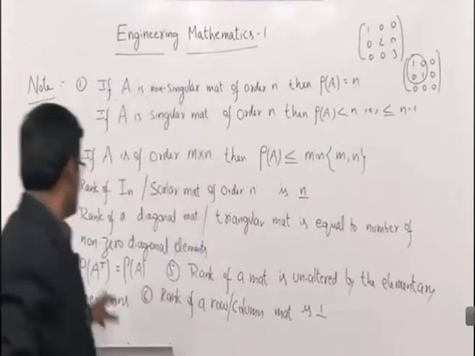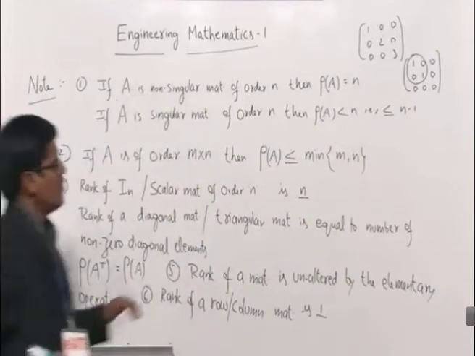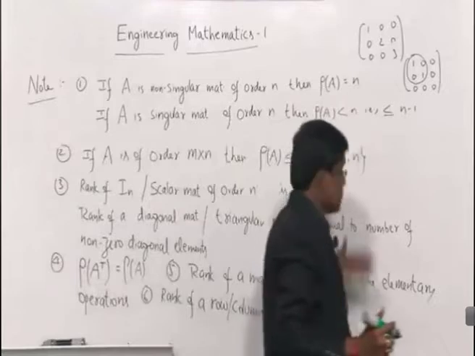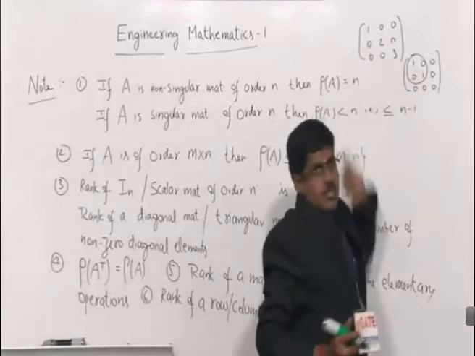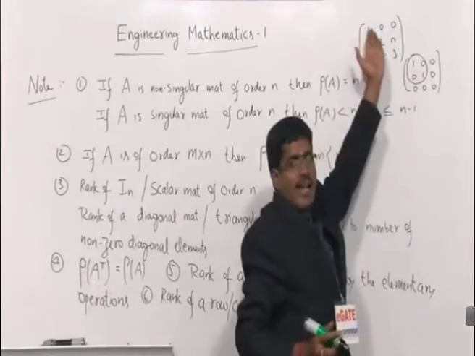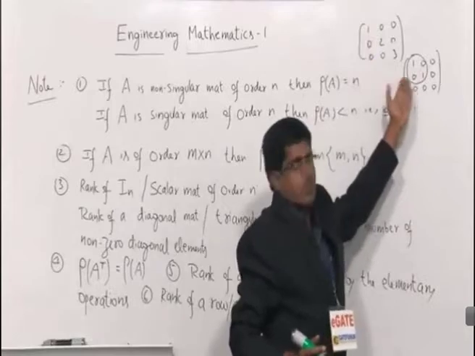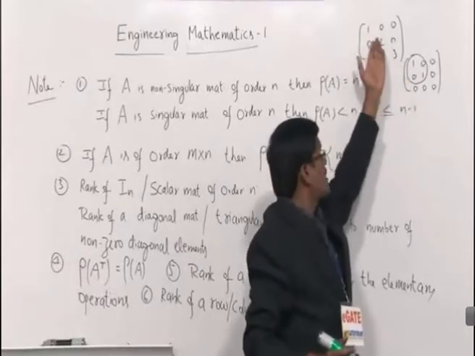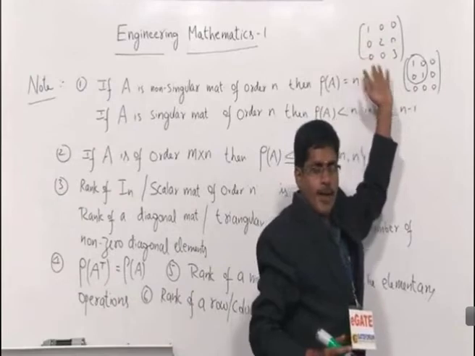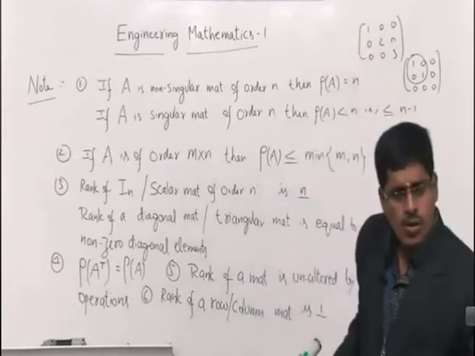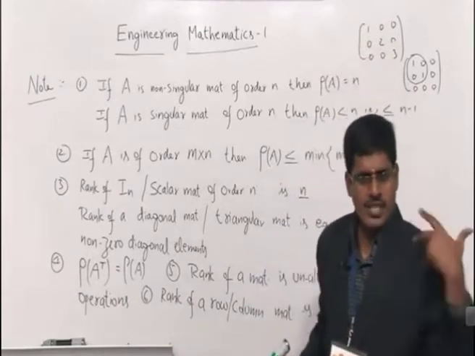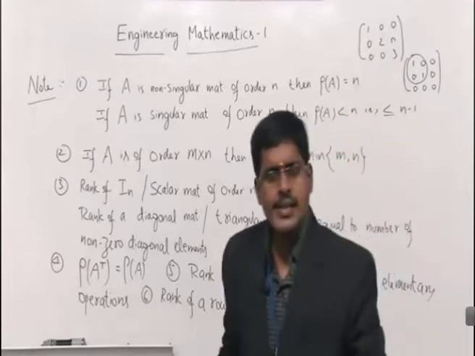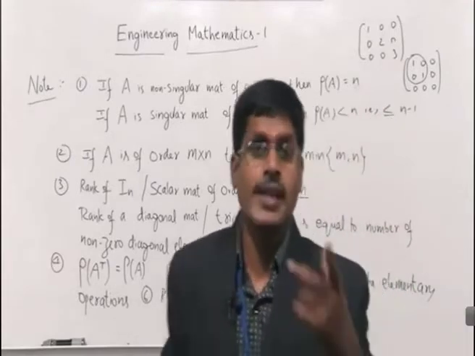Next, A and A transpose have the same ranks. For example, if you consider this matrix or this matrix, just now I proved the rank of this matrix is 3 and of this matrix is 2. On transposing this matrix, you will get this same matrix. The determinant is also not equal to 0 for the first case, and I gave yesterday that determinant A is equal to determinant A transpose.